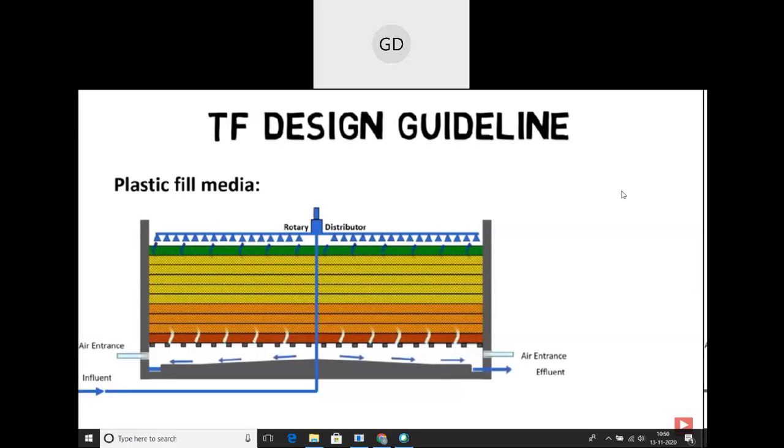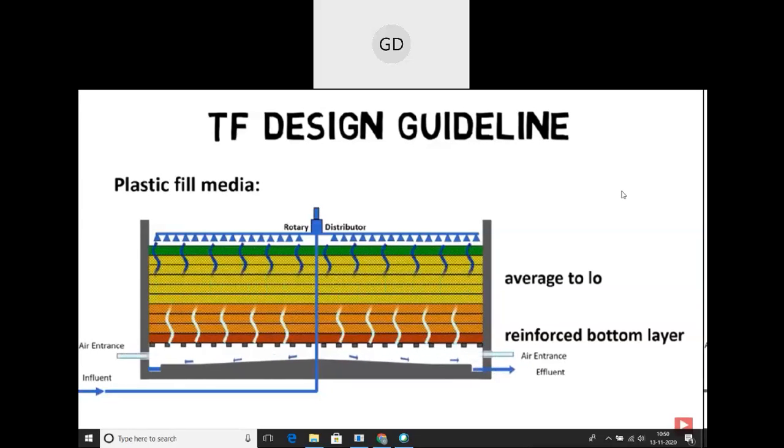The material thickness of plastic fill media foils can be varied depending on the structural loading requirements. Therefore, for a long lifetime, 30 years, the bottom layer should be reinforced, followed by average to low material thickness fill media layers and finished with a high material thickness, reinforced top layer.